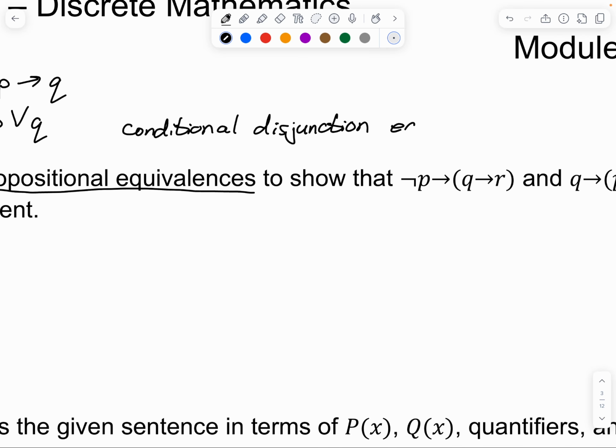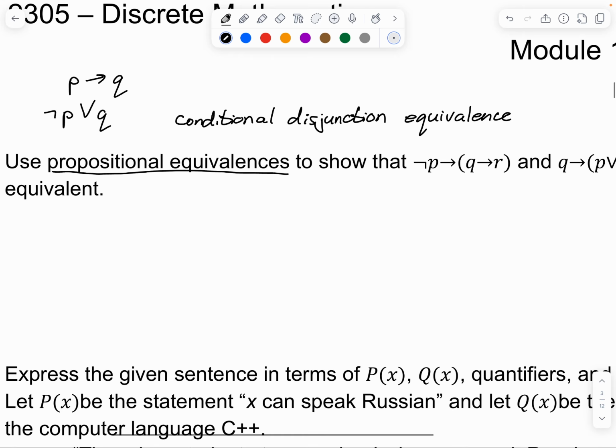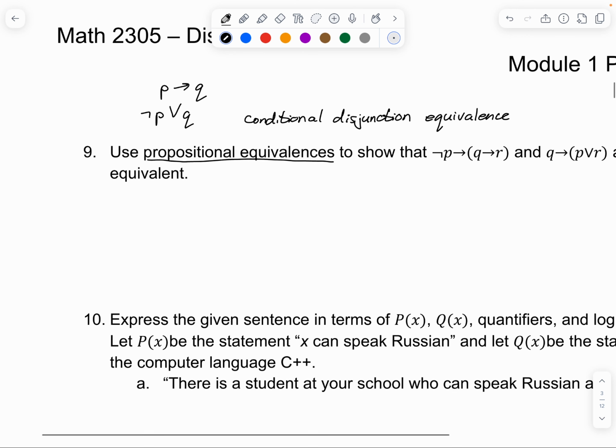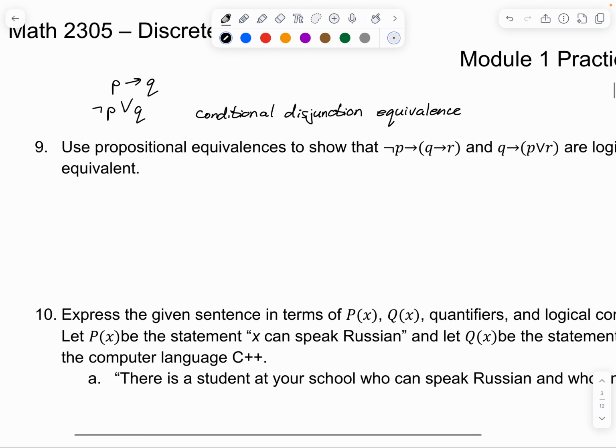De Morgan's, distribution, and conditional disjunction equivalence. Beyond that, it's things like double negation, which is super intuitive. Sometimes I don't even necessarily write double negation because it's very obvious. So some things are really obvious. The less obvious ones are distribution, De Morgan's, and conditional disjunction equivalence.